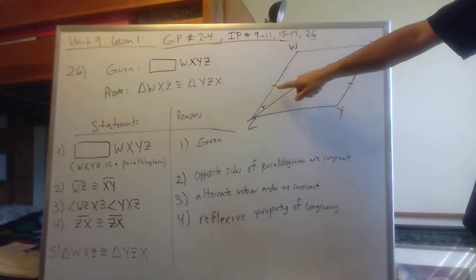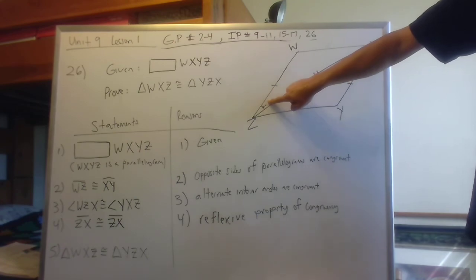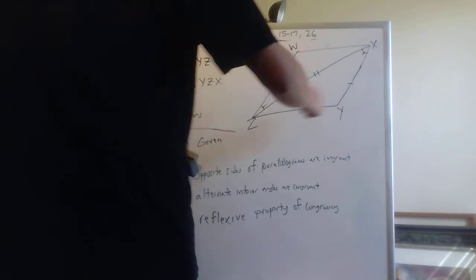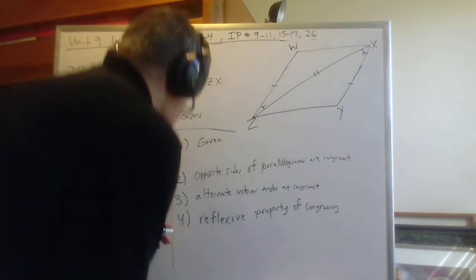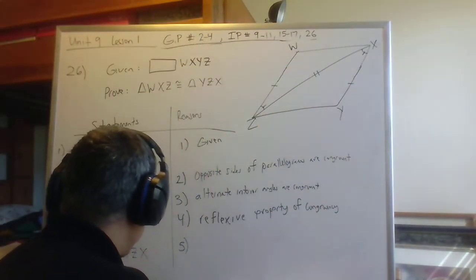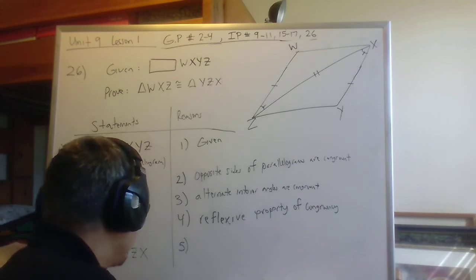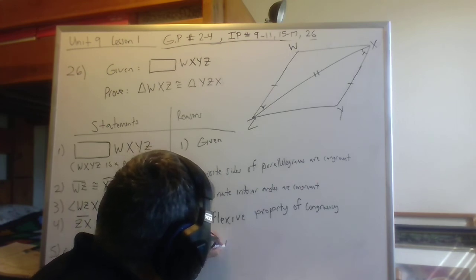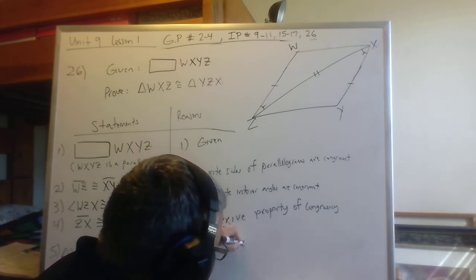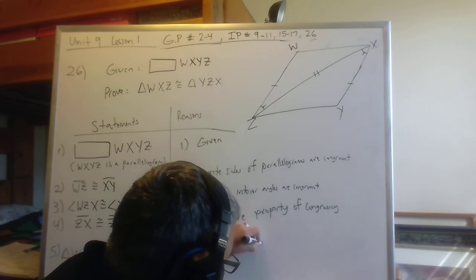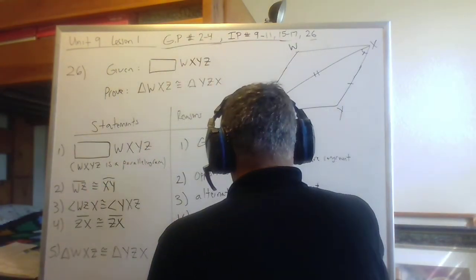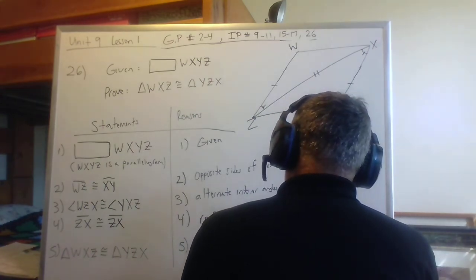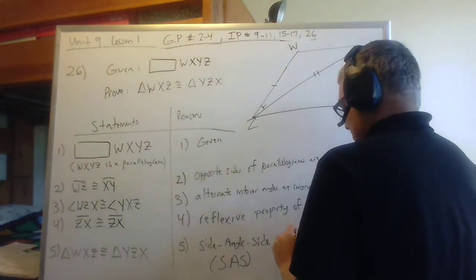And if we look, we have a side, an angle, and a side. So we have proven that these two triangles, triangle WXZ and triangle YZX, are congruent by side, angle, side, or SAS, congruency.